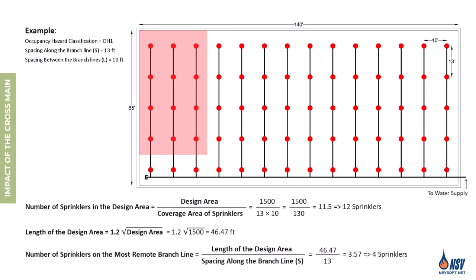As we explored in the last example from the Basic Concepts video, based on the project dimensions and sprinkler layout, the design area should include 12 sprinklers, with 4 located on the most remote branch line. Now we'll examine the impact of the cross main on the design area.